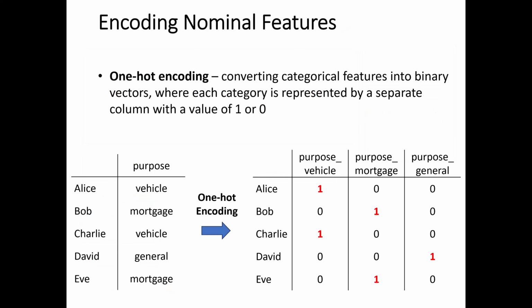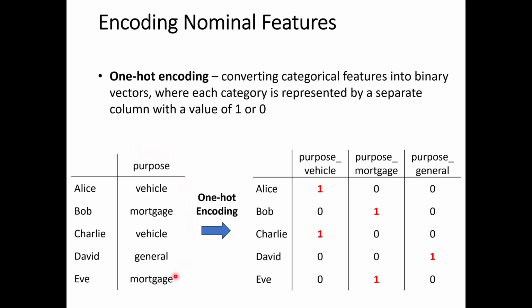Let's move on to encoding nominal features, which represent categories or labels without any particular order. For example, the purpose of a loan. A common way to handle such features is one-hot encoding. We convert categorical features into binary vectors, where each category is represented by a separate column with a value of 1 or 0. It's easiest to understand this with an example.